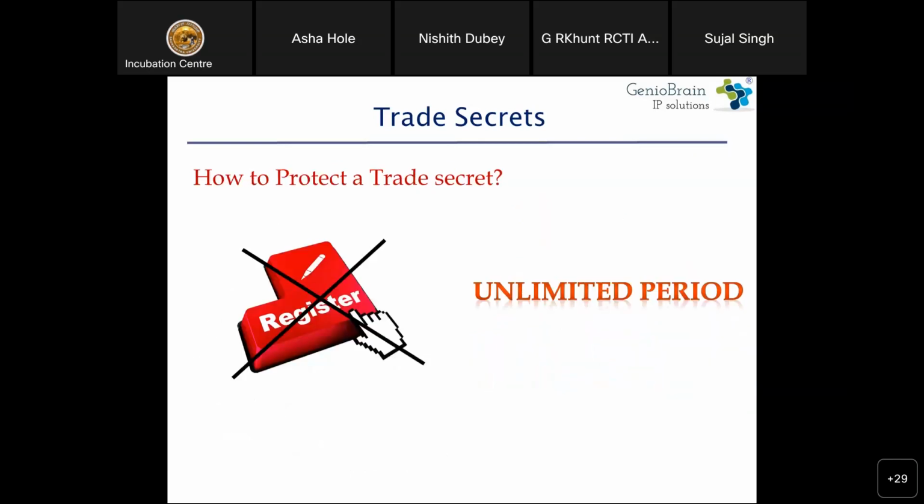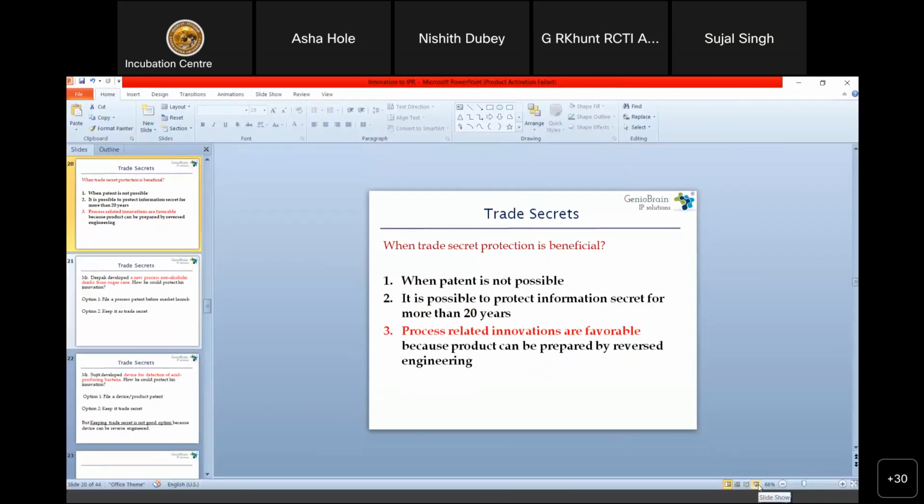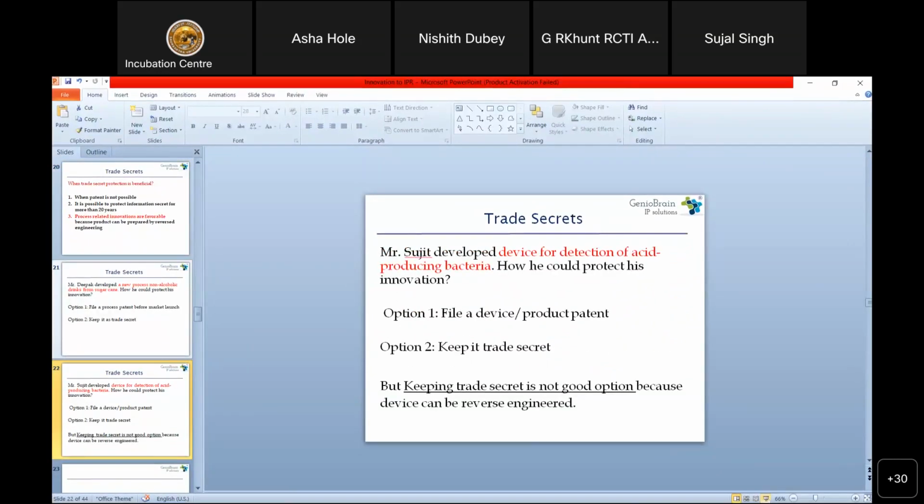But the difference is that a patent is protected for 20 years and a trade secret has an unlimited period, as long as the inventor himself does not disclose it to the public, right? So this is what a trade secret is. But here I actually want to focus on when to choose a trade secret and when to choose a patent, right?